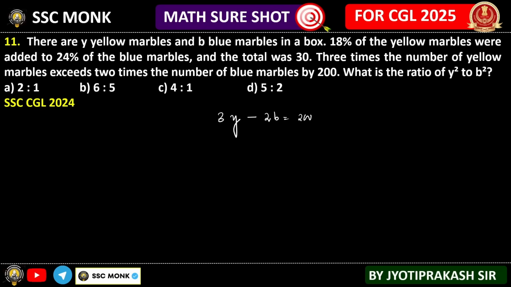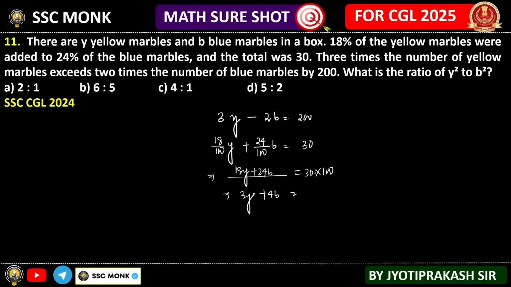First thing, 18% of yellow marbles, that means 18/100 Y plus 24% of blue marbles is equal to 30. Clear? Now, if I solve this, it will be 18Y plus 24B is equal to 30 into 100. Now, if I take out 3, it will be 6Y plus 4B. I will directly take out 6 over here. So this will be 3Y plus 4B. Here 6 is taken out. So 5 into 100, that is 500.